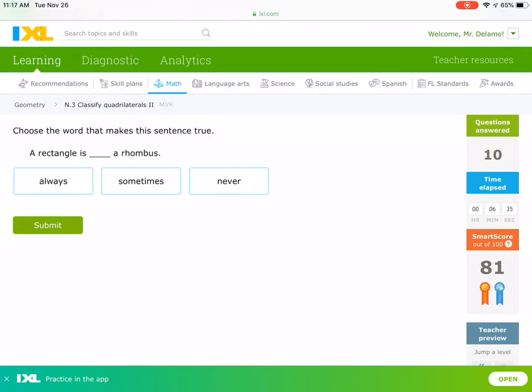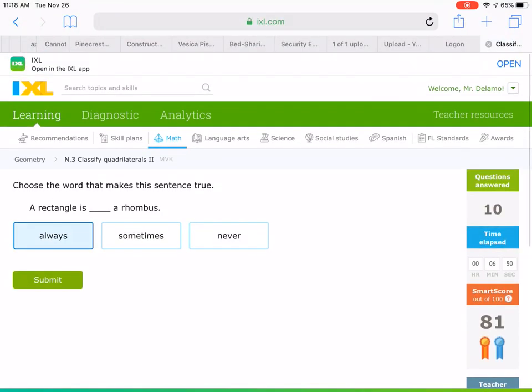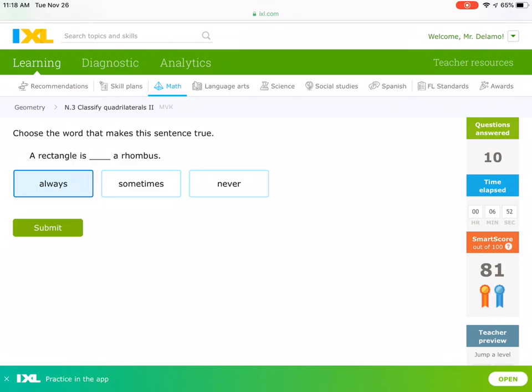Does a rectangle always have four congruent sides? The answer is no, not always. So we can forget about the option always. Oh, I can't unclick it unless I click another one. Okay, so it's not always. Let's think of sometimes. Is sometimes a rectangle the same as a rhombus? Yes. Sometimes it could be a rhombus if all four of its sides are congruent.